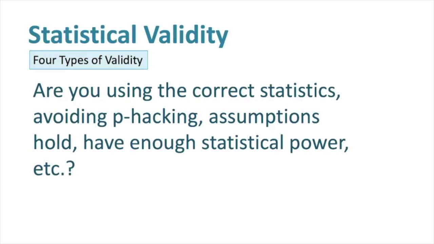Last one is statistical validity. And this one is, are you using the correct statistics, avoiding p-hacking, checking assumptions, have enough statistical power, etc. So a lot of the stuff we're covering in this class naturally helps us understand statistical validity. If we're doing things correctly and we're not doing things like p-hacking and we're checking assumptions, then often the statistical validity can hold. And that is an area that we often do have some control over in a study. Some of these other validities can actually be difficult to control.